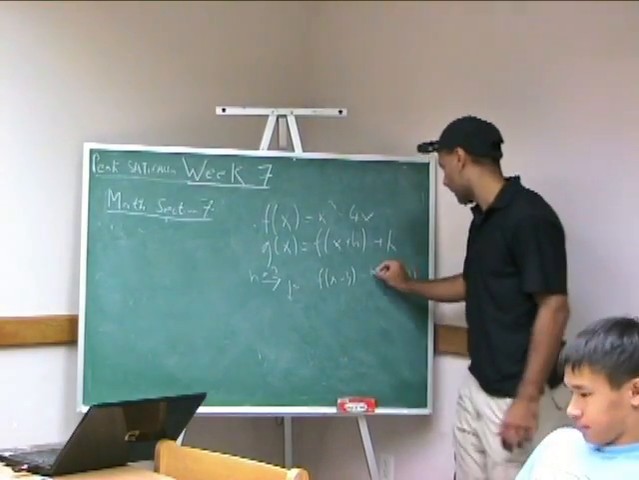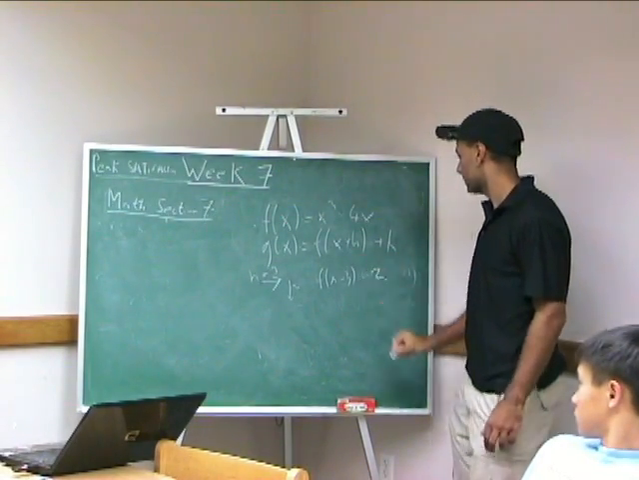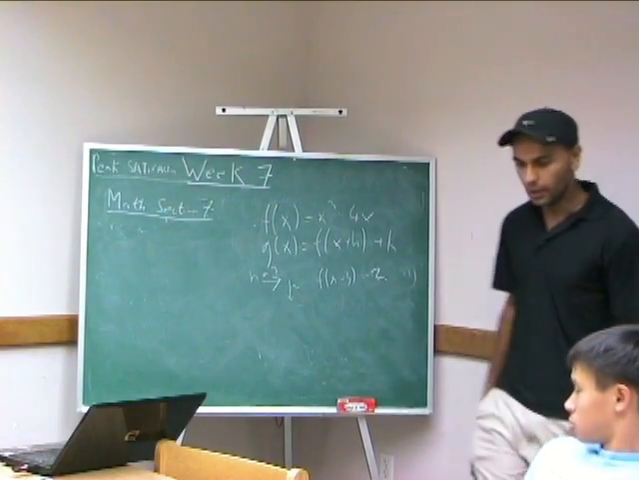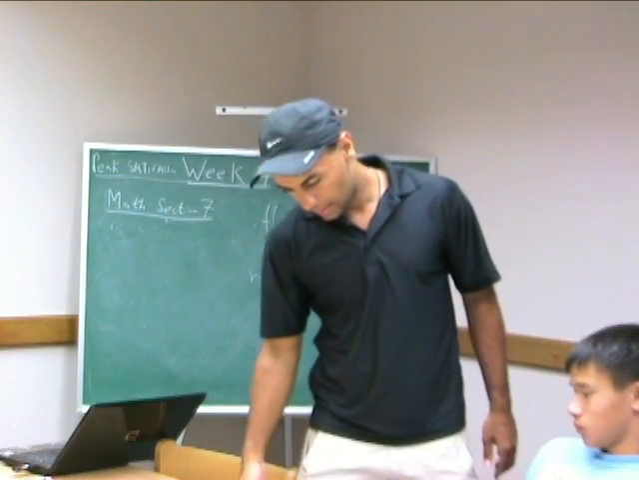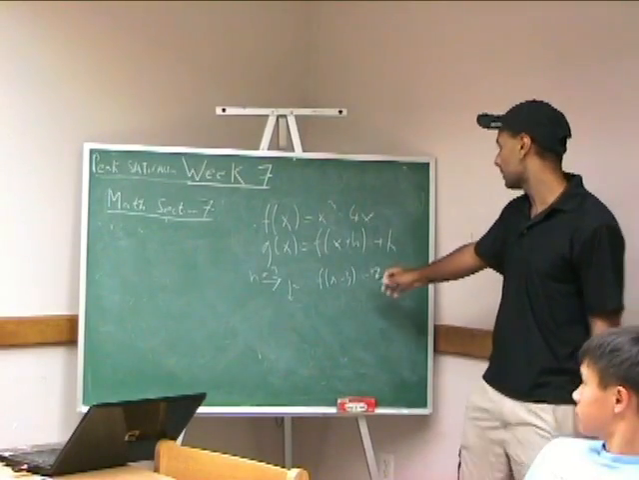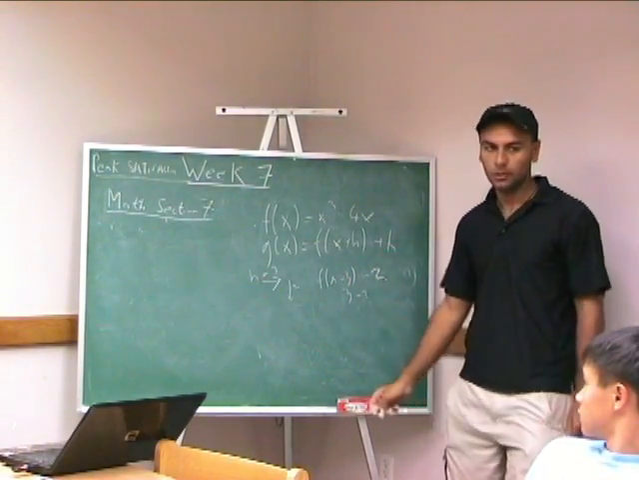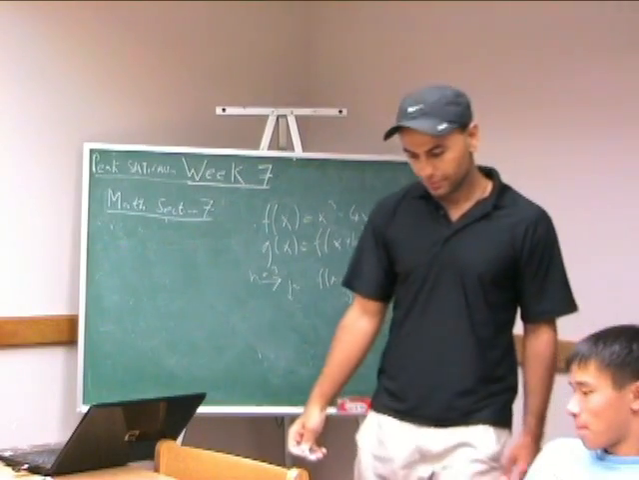If you don't get that right now, just go to the Khan Academy video for shifting functions. And so you know what h and k are based on that. It's -3 and -2. And you multiply that, you get 6.